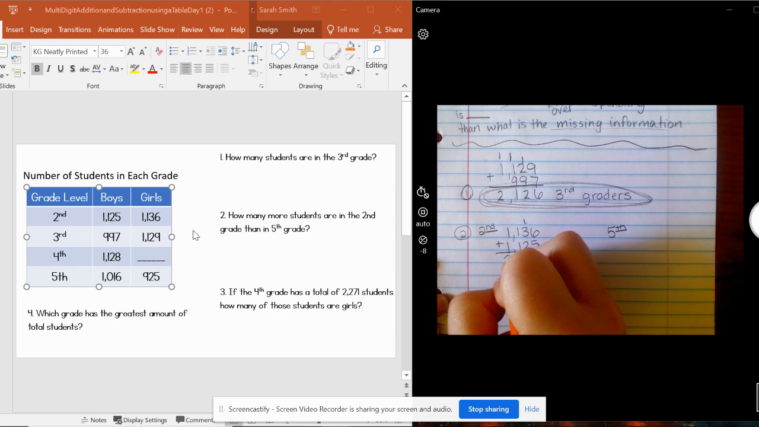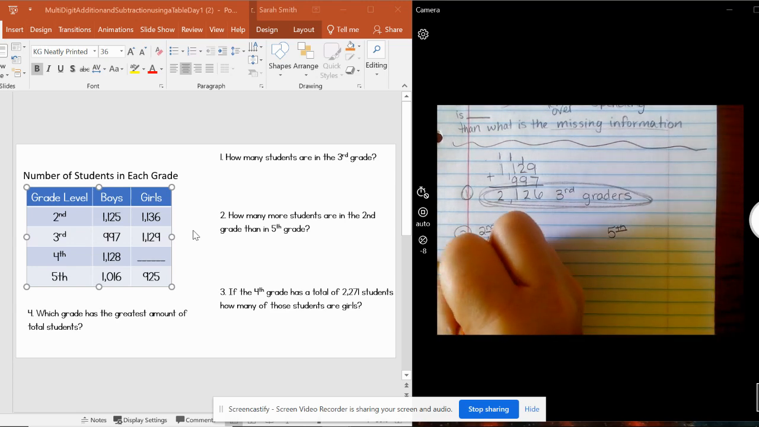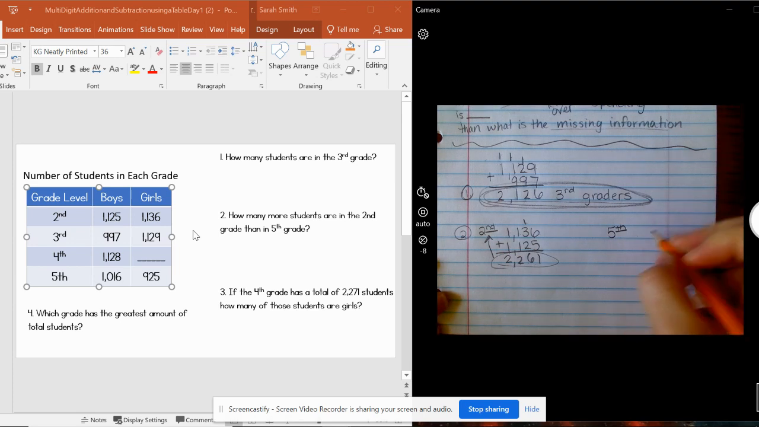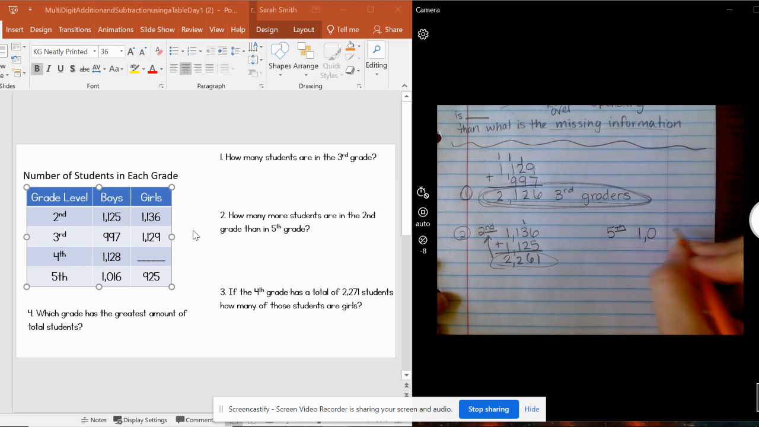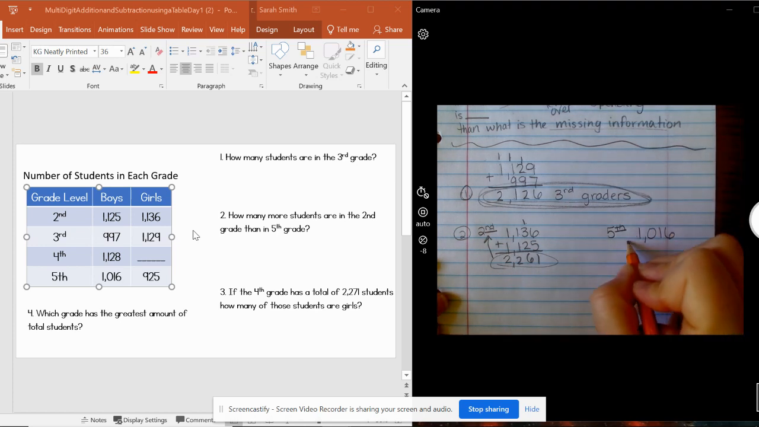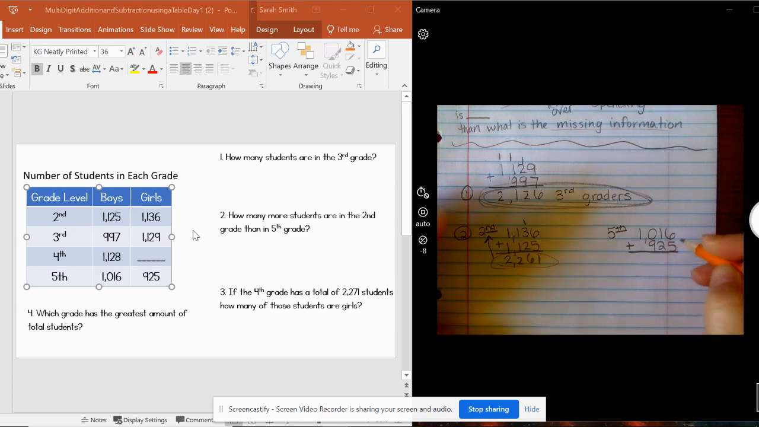1 plus 1 is 2. So therefore, I know there's 2,261 second graders. Now I got to do fifth graders. I think a big part of this, guys, is just you taking your time, making sure that you record the numbers properly, line your numbers up properly, okay, and make sure you're using pencil, paper, or dry erase board and marker to do the work.